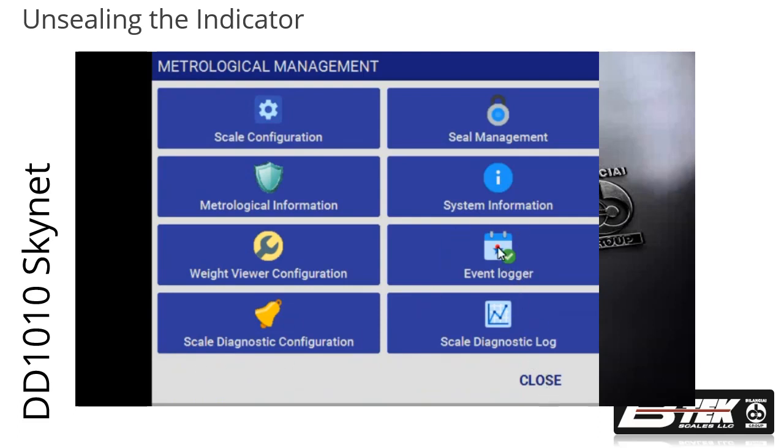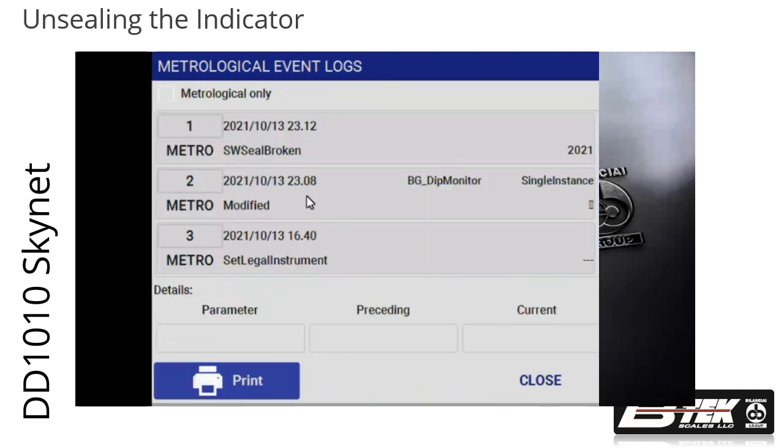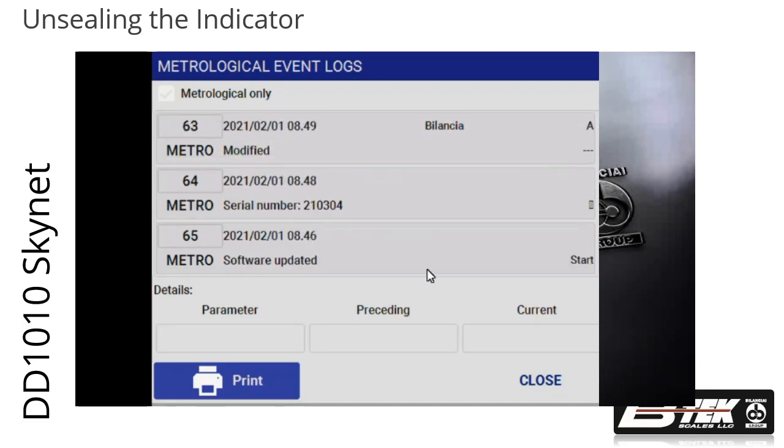If you go to Event Logger, you'll see that we have metrological events once we click the checkbox. So if you have a county auditor looking for the software seal, this will record all of the events of when it was updated or calibrated or unsealed. If a printer's connected, you can click Print.